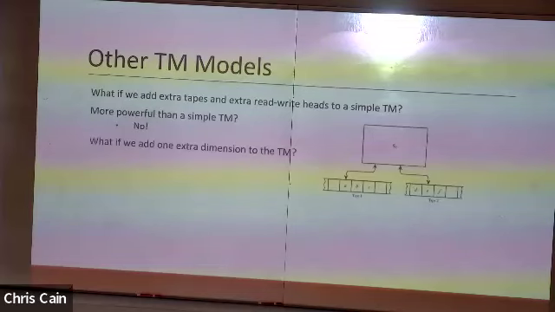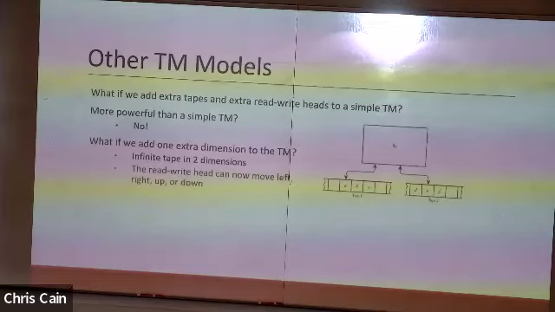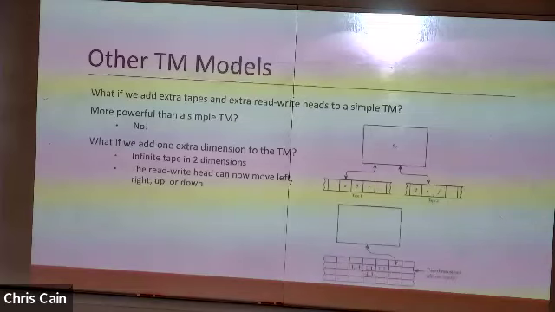How about adding an extra dimension to the Turing machine? So now, instead of a single-dimensional tape, we have a two-dimensional tape. And we can now move, instead of just left or right, left, right, up, or down. Here's kind of an image to help you. We have basically X, Y coordinates for where we are in this two-dimensional tape.